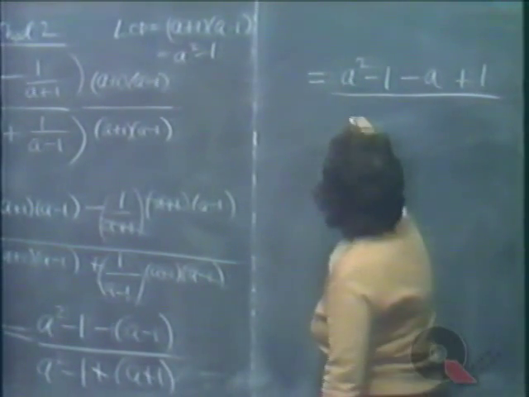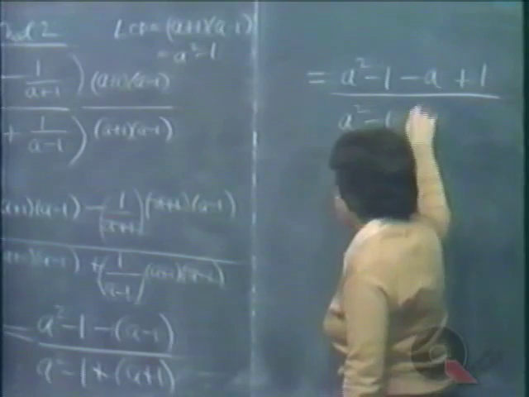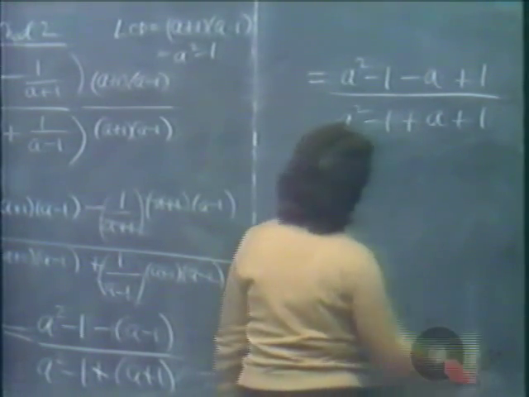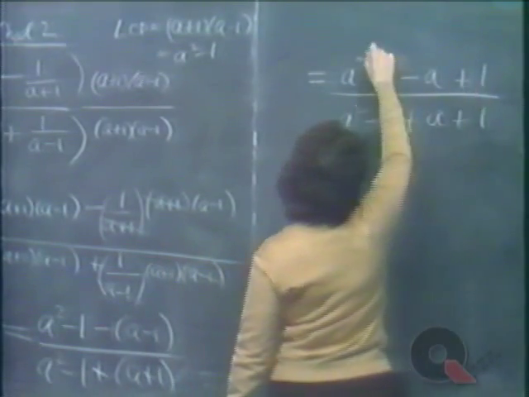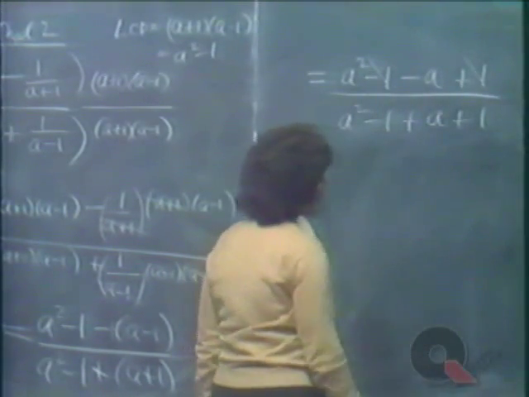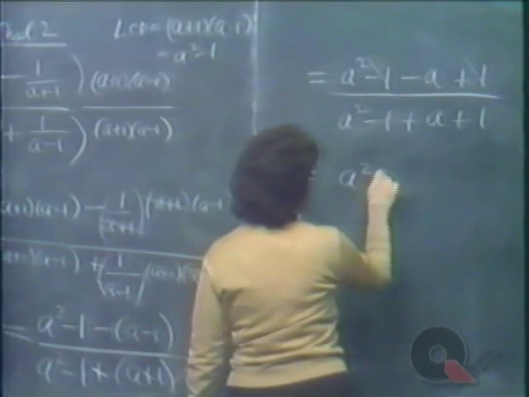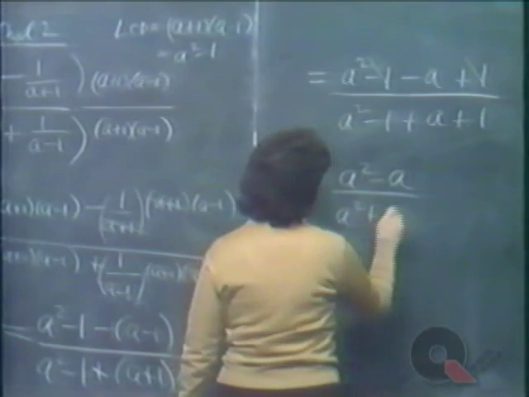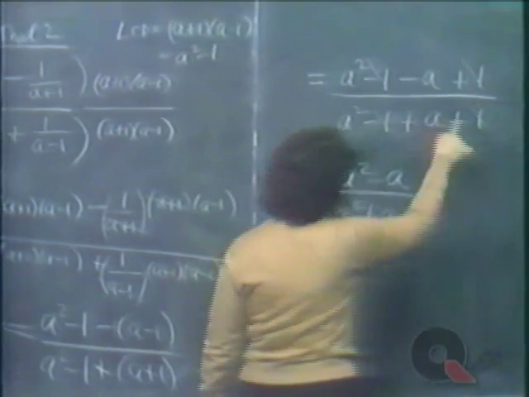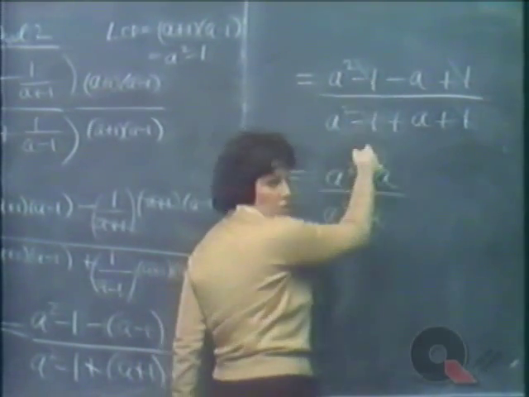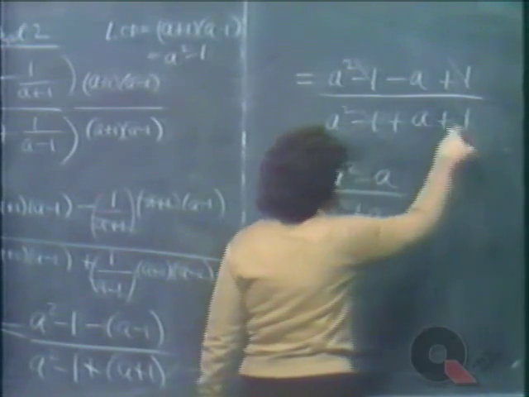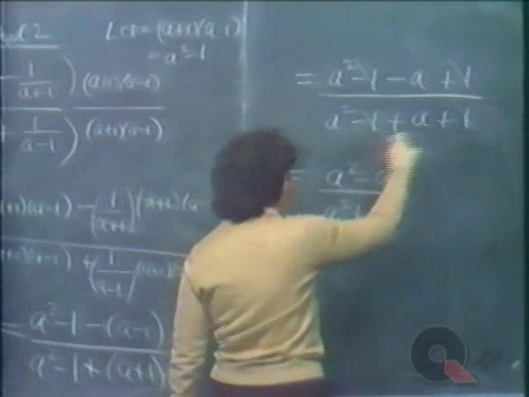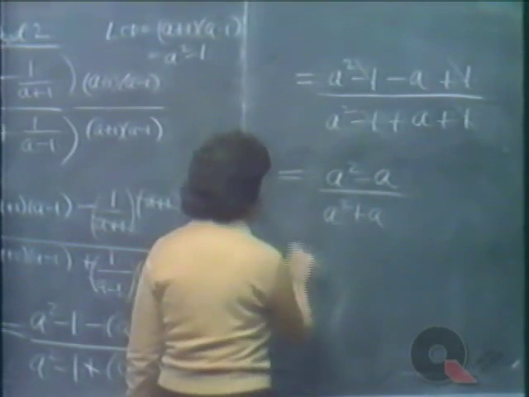Down on the bottom, a squared minus 1 plus a plus 1. On the top, minus 1 and plus 1 add to 0, and they cancel out. So we have just a squared minus a. Combining like terms on the bottom, we see we have just a squared plus a. Once again, the minus 1 and the plus 1 add to 0. Don't think that I canceled this minus 1 with this and this with this. The top, the minus 1 and the plus 1 gave me a plus 0, and on the bottom, the minus 1 plus 1 gave me a plus 0.